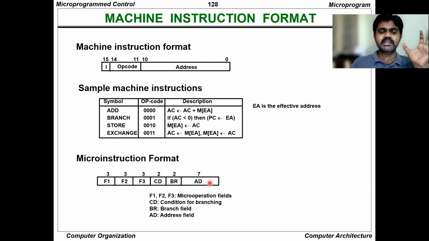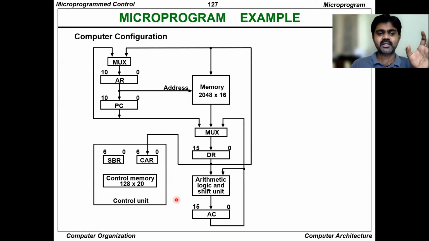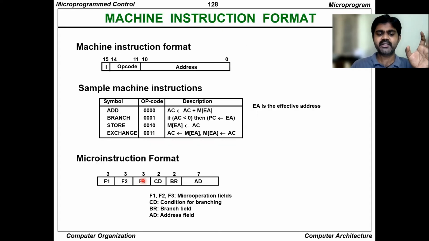So if you count the total number of bits here, 7 plus 2 is 9, 9 plus 2 is 11, 11 plus 3 is 14, 14 plus 3 is 17, 17 plus 3 is 20. So your microinstruction format is of 20 bits. If you see the diagram here, you can see control memory is of 128 into 20 bits. So is it clear now? 128 into 20. So how is it divided into 20?